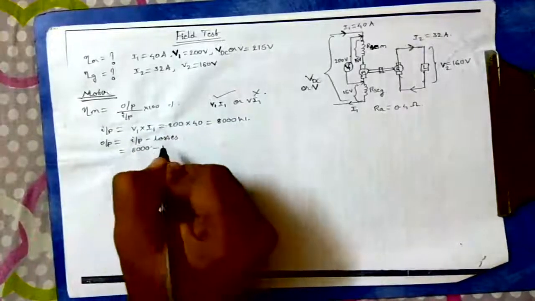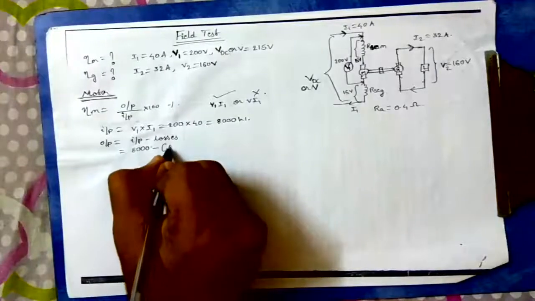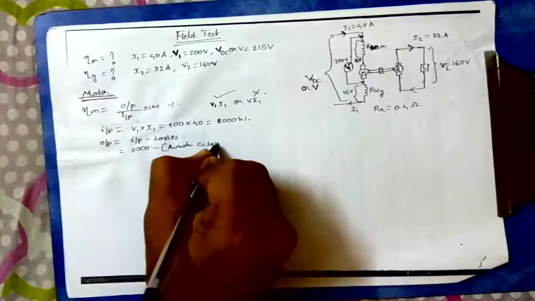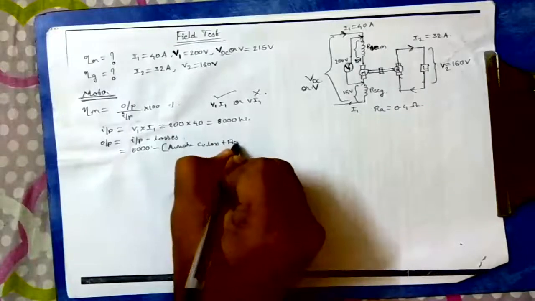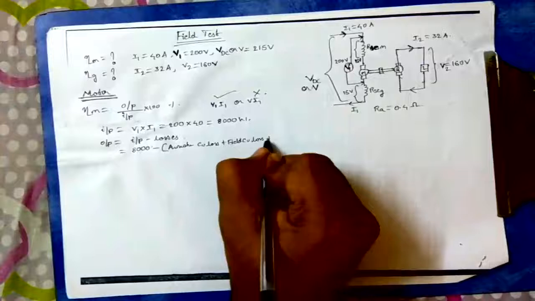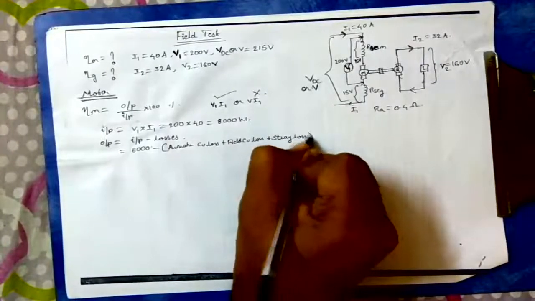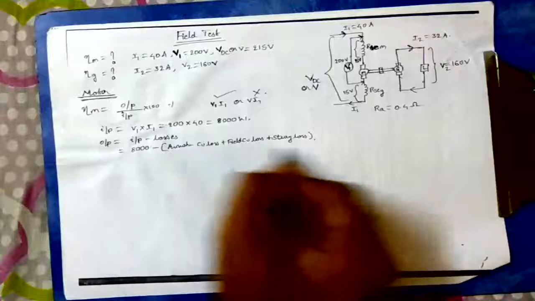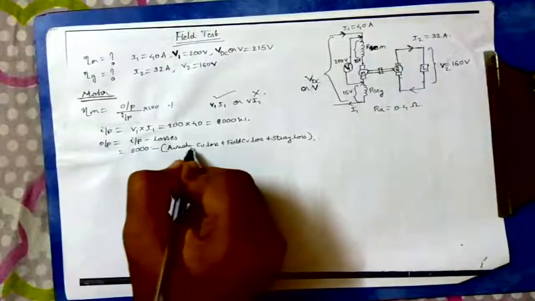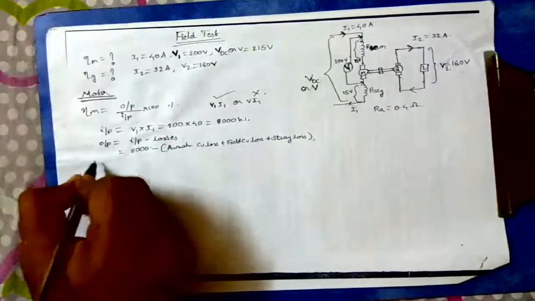Again, losses here include what? Armature copper loss plus field copper loss, plus obviously here also we have stray loss. It doesn't matter whether it is a series motor or shunt motor or compound motor, these three losses are always present. So now I need to know what the armature copper loss is. So first we shall calculate armature copper loss.